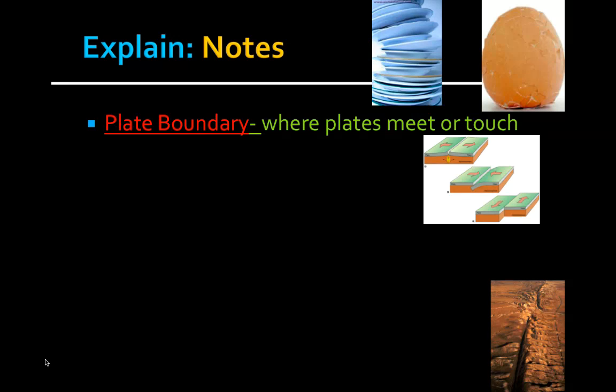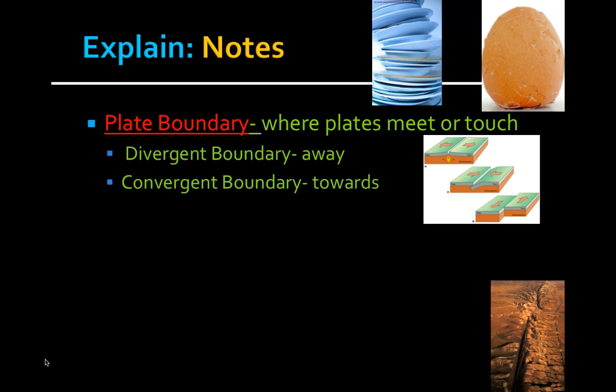A plate boundary is where the plates meet or touch each other. This is where they interact. We have three types. The first is a divergent boundary. This means that the plates pull away from each other. This is the type of boundary that we discussed when we talked about seafloor spreading. We also have convergent boundaries. This means the plates move towards each other. And finally, we have transform boundaries. Here, the plates slide past each other.